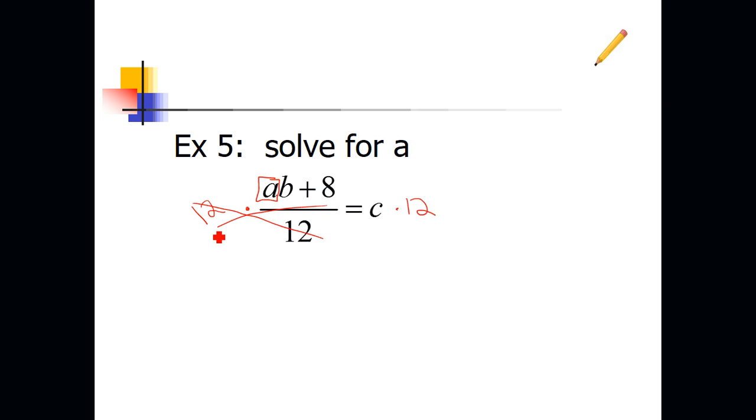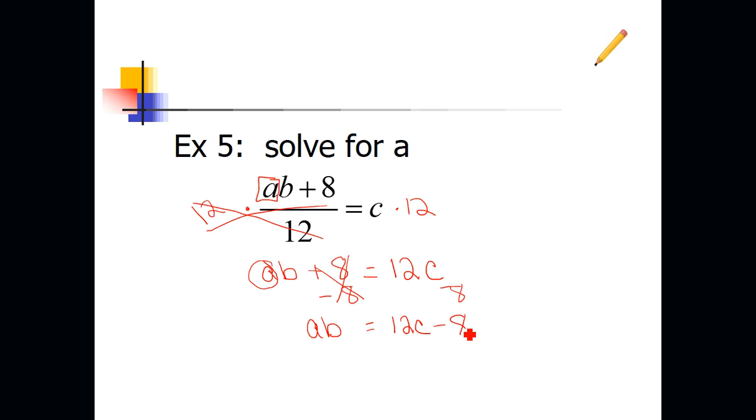Multiplying by 12 and dividing by 12 are inverses, so we would be left with AB plus 8. And on this side we'd have C times 12, which is 12C. Now a is still my goal. Let's get rid of this 8 now. Let's subtract 8 from both sides. So that's gone, leaving me with AB. And this side becomes 12C minus 8.